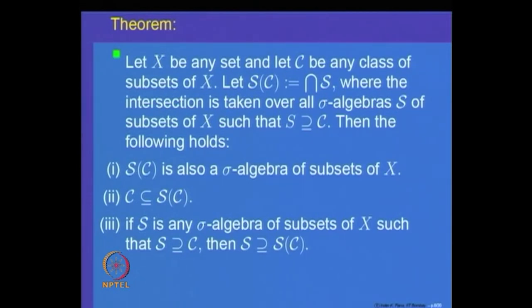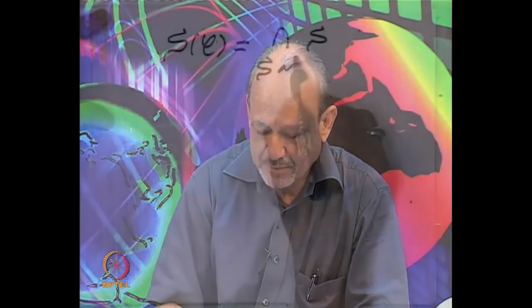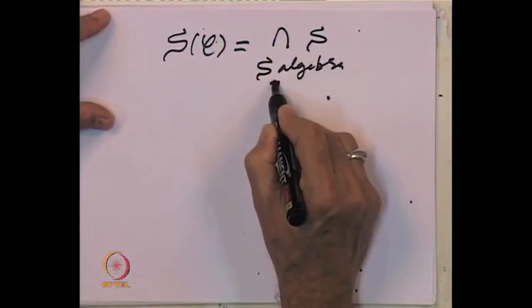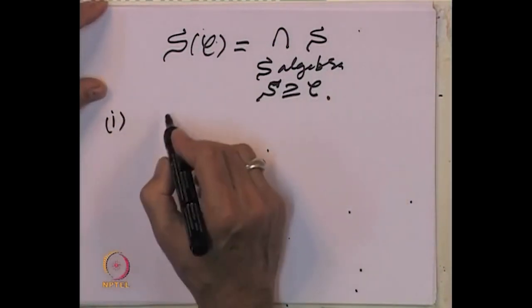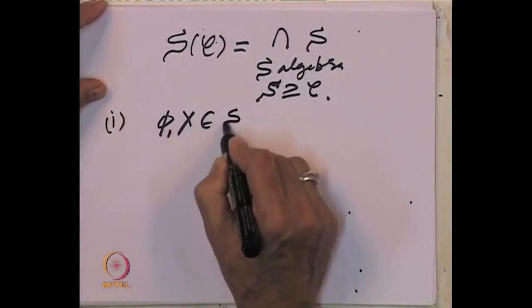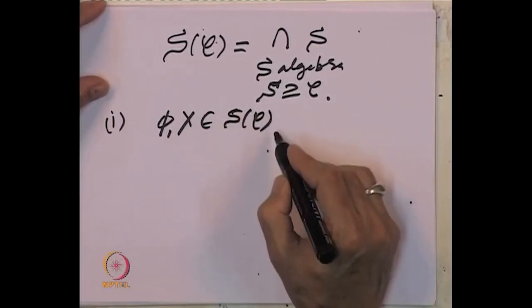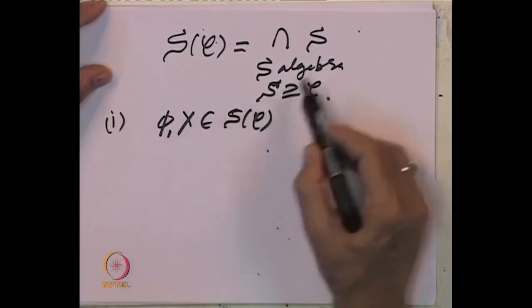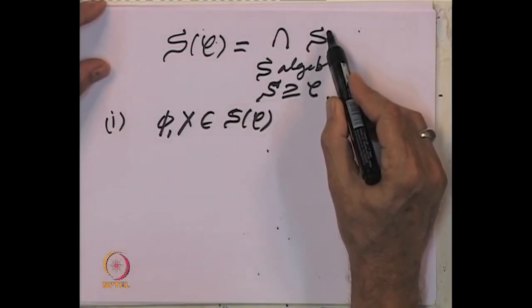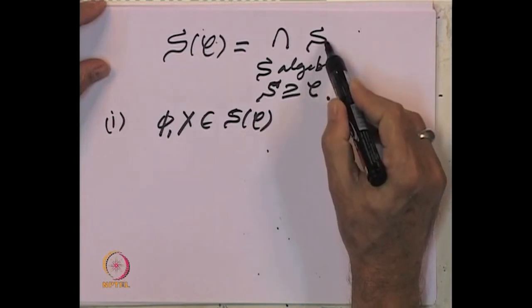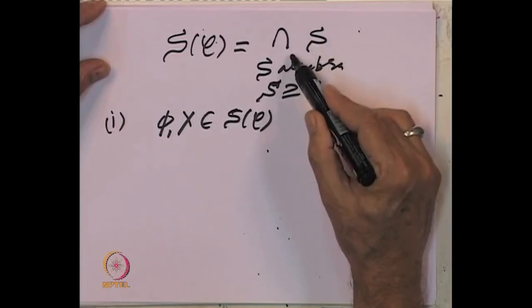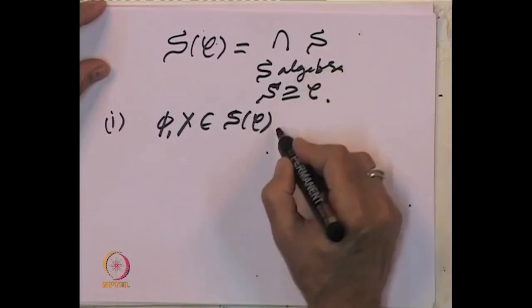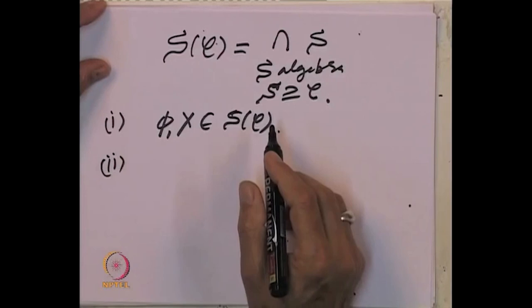So, S of C is defined as the intersection of all the sigma algebras S such that S includes C. The first property we want to check is that the empty set and the whole space belong to S of C. That is obvious from the fact that the empty set and the whole space belong to every algebra S which includes C, because S is an algebra. Every element S in this collection whose intersection we are taking has that property, so the intersection also will have that property. That is an obvious property, like what we observed in the case of the algebra generated.